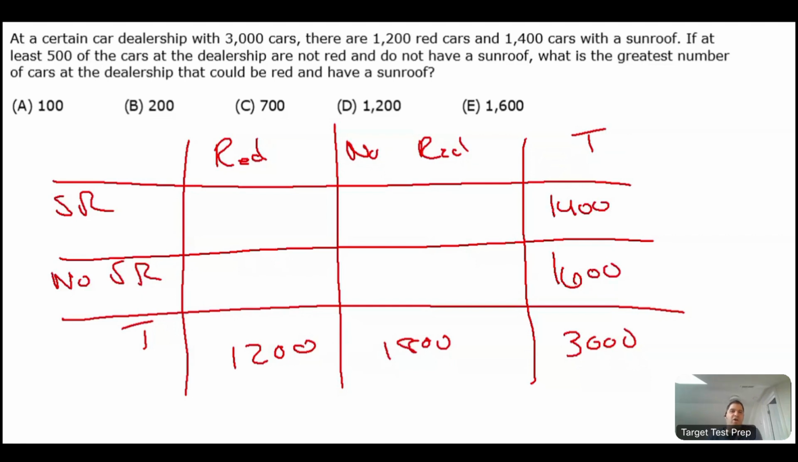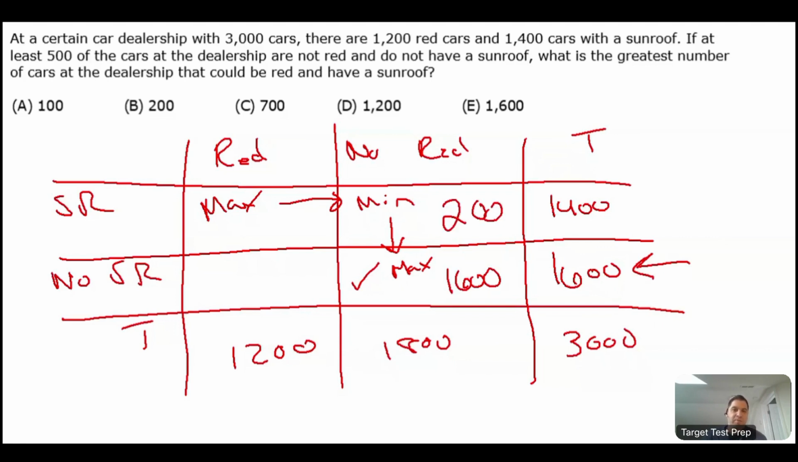Now, at least 500 of the cars are red and do not have a sunroof. Not red, no sunroof. So no red, no sunroof is here. We want to know the greatest number that could be red with a sunroof. So we want to max this out, and this is just a big flow chart. That means we minimize this, and we then max this out. That's how this works, because you're talking about sums. So to do that, the biggest thing isn't 800. It's actually 1600, because we have to go with the smallest total value. That drops this to 200, and then this simply becomes 1200, and that's the max value.